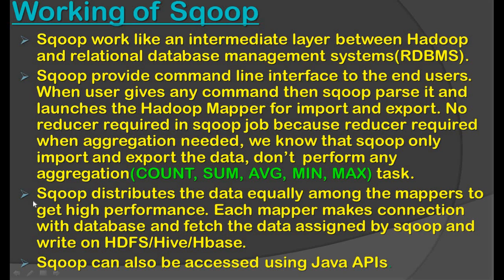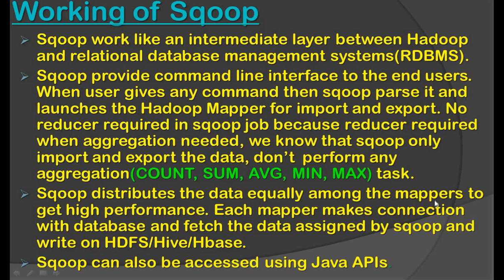The next point is that Sqoop distributes the data equally among the mappers to get high performance. Each mapper makes a connection with the database, fetches the data assigned by Sqoop, and writes it to HDFS, Hive or HBase. As we know, Sqoop follows parallel processing. That's why it distributes its data among the mappers.